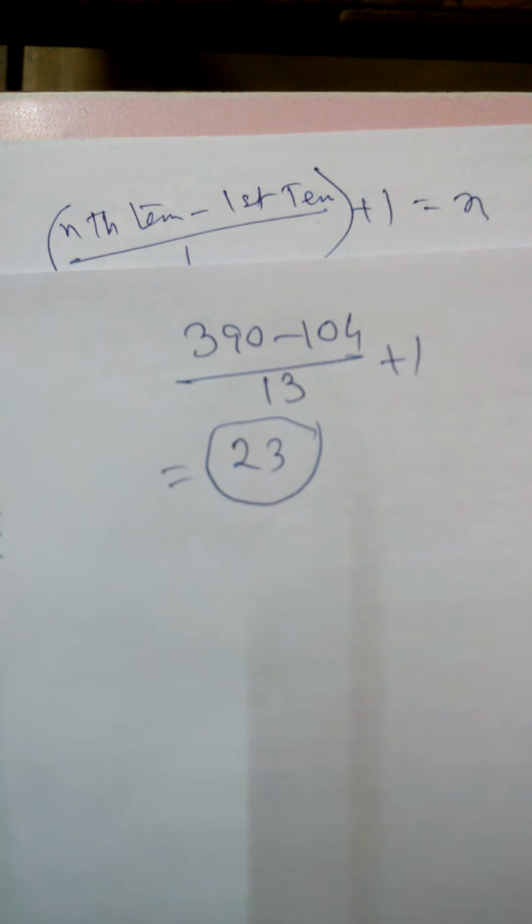Easiest way, the last number you know, and you know the first number. You start from 104, and then the last number is 390. Last minus first divided by difference plus 1. This is the idea of arithmetic progression. That way we have to calculate different types of problems. This is all about arithmetic progression or AP.